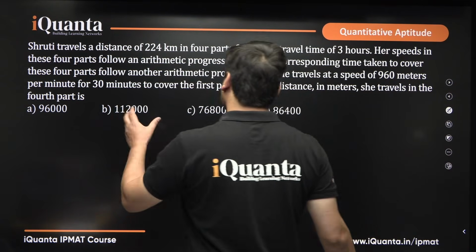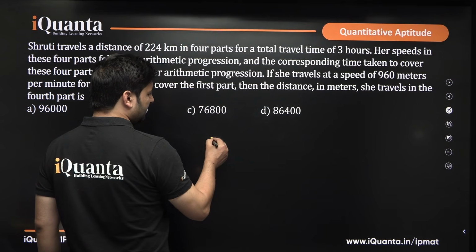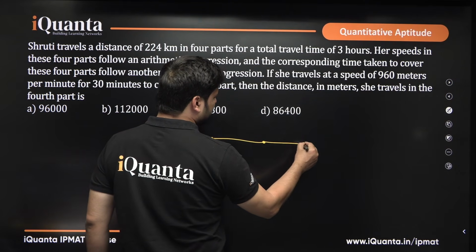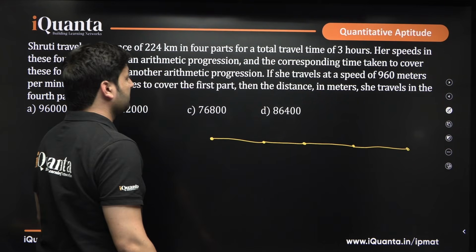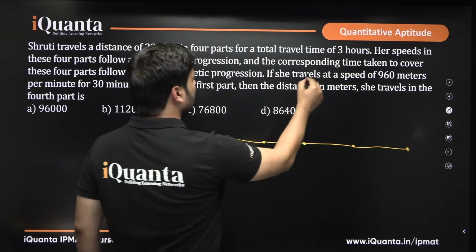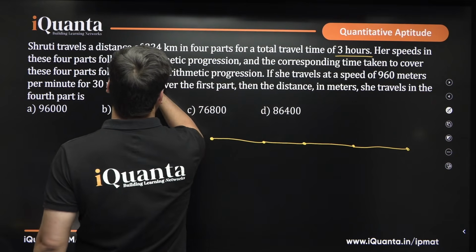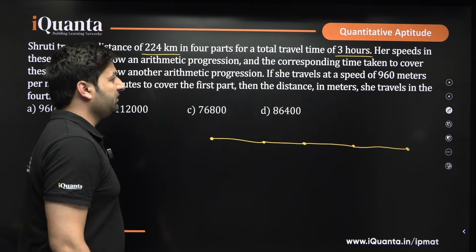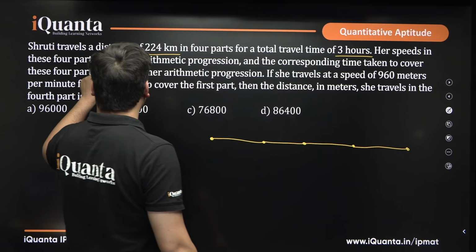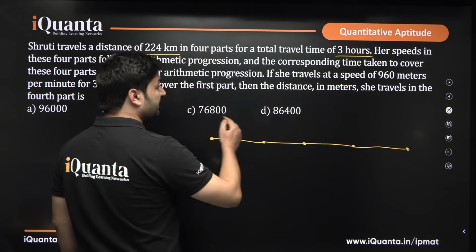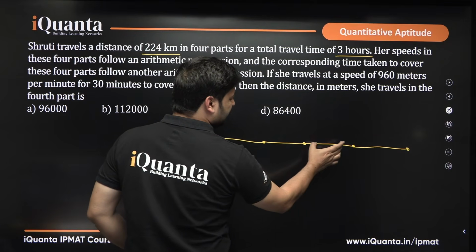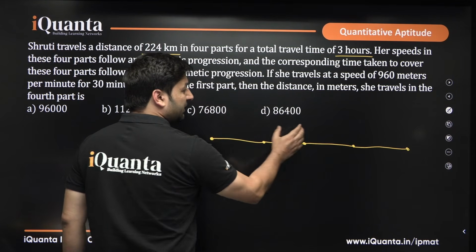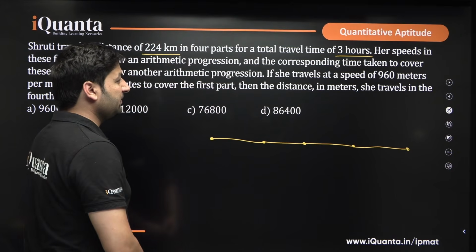So, obviously, this is a case where a journey is being done in 4 parts, okay, 1, 2, 3 parts and finally the fourth part, okay. This is a total journey of 3 hours and the total distance that has to be covered is 224 kilometers. Her speeds in these 4 parts follow an arithmetic progression. So, the speeds for each of the parts are following an arithmetic progression, okay.